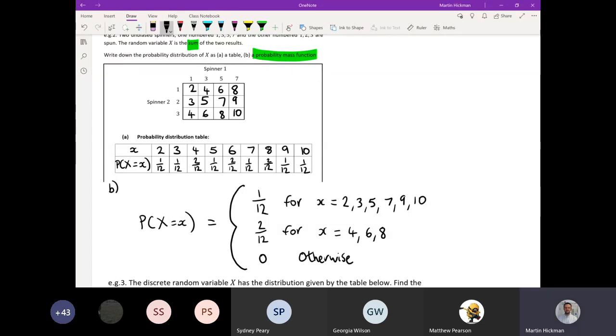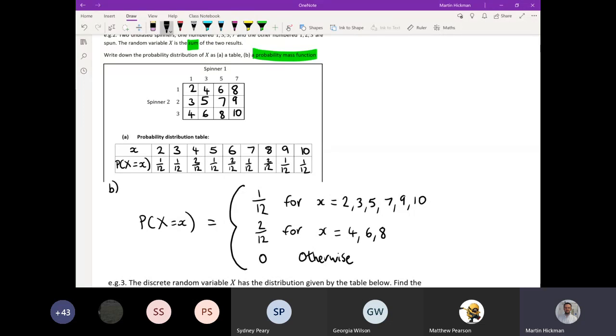So it just makes it clear that when I put in these values of x, 2, 3, 5, 7, 9, 10, I get a 12th. When I put in 4, 6, and 8, I get 2/12. Otherwise, any other number I put in is impossible. Okay, so it's impossible to get 11, 12, a million, minus 20, etc.